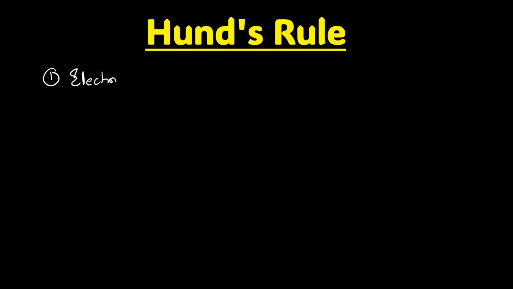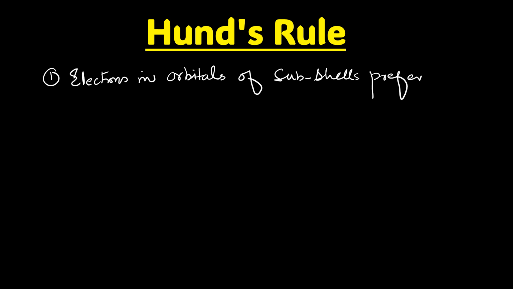Dear student, in this lecture we will discuss Hund's rule. Hund's rule basically tells us about the pairing of electrons in orbitals. Hund's rule states that electrons in orbitals of a subshell prefer to remain unpaired.